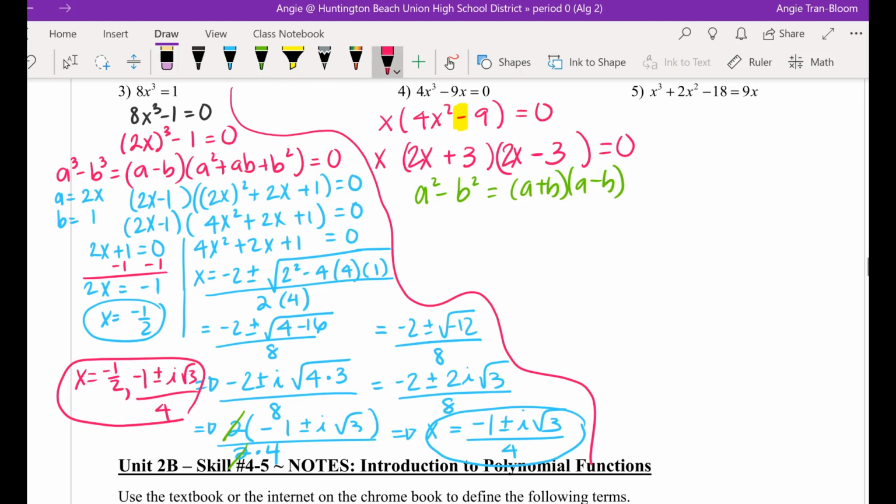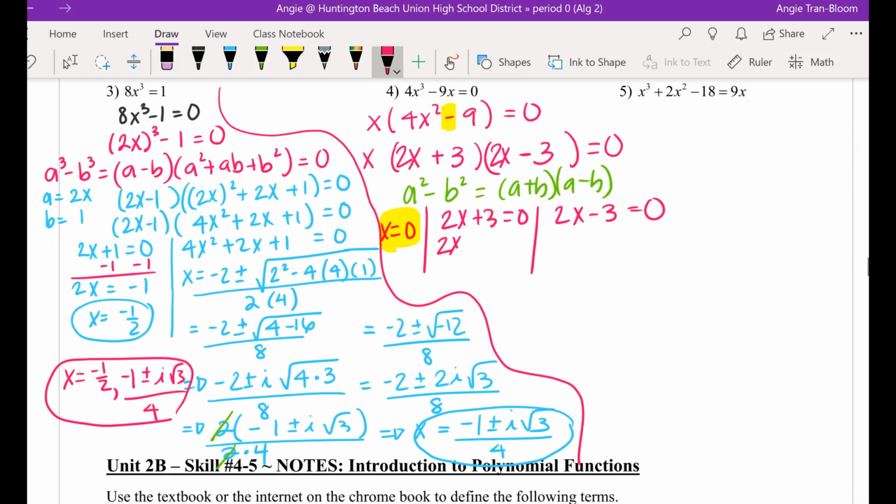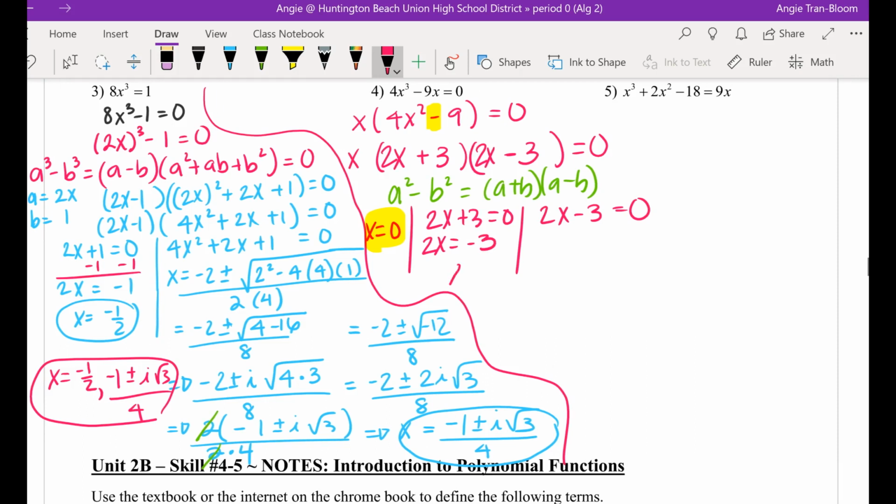Then take each factor and set it equal to 0. The first factor is x, set equal to 0. The next one is 2x plus 3 equals 0, and the next one is 2x minus 3 equals 0. Well, x equals 0 is as is. Then for the next one, you subtract the 3 to the right, so 2x equals negative 3. Divide both sides by 2. So x is now negative 3 over 2.